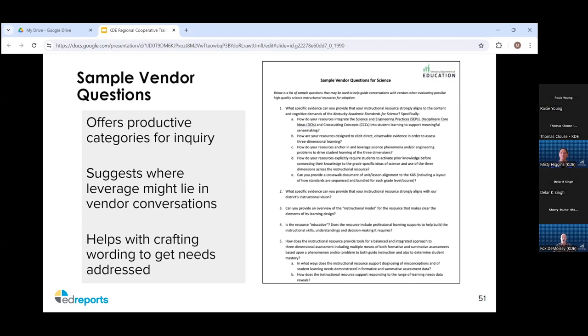and now includes a wider range of potential questions a district might ask of science HQIR vendors to make sure that they're selecting the best resource according to their unique instructional visions and are set to get the vendor support needed for effective implementation. So again, the purpose of this tool is really designed to offer productive categories for inquiry and really pushing into those conversations, suggestions of where leverage might lie in vendor conversations, and then also just help with crafting wording to really hone in on getting needs addressed.